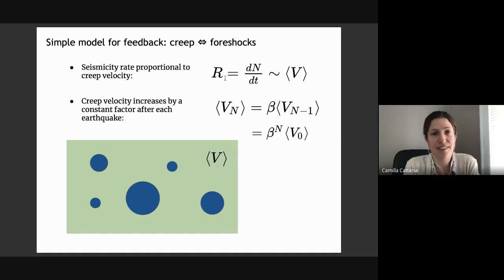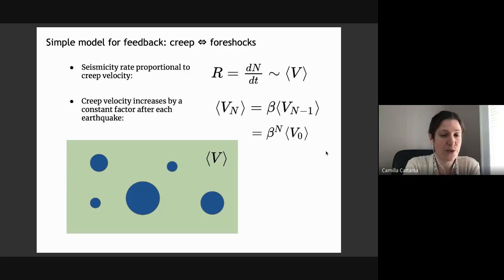But the assumptions, I think, are quite reasonable. The first assumption is that the seismicity rate is proportional to an average velocity in the surrounding region. So we're thinking about an average velocity for the creep patches, and seismicity rate in that region should be proportional to that. And the second assumption is that after each earthquake, the slip velocity increases by a constant factor. And that's the same result that we saw earlier, which we expect from a rate-and-state fault when we impose a constant, instantaneous stress change.